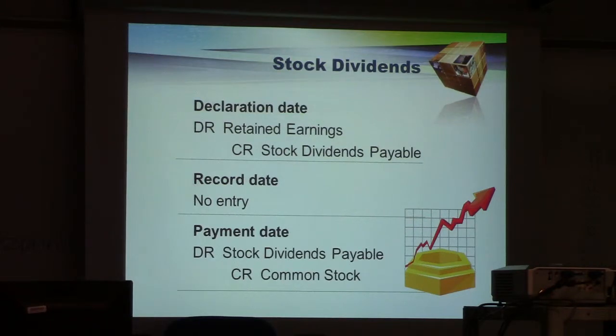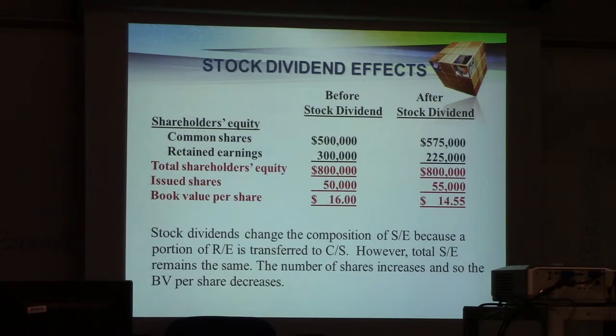So in this example, the value has increased by $75,000 in common shares, and retained earnings has decreased by the same amount. The only things that really change are the issued shares, which has gone up from 50,000 to 55,000, and hence the book value per share has decreased because of that. Book value per share is simply, as you know, total shareholders' equity divided by the number of shares. And that is why the book value per share decreases, because the number of shares have increased.